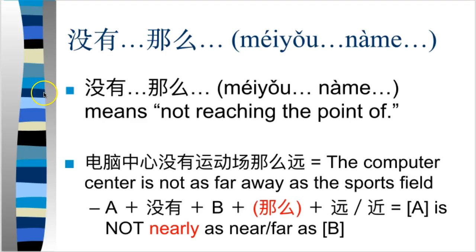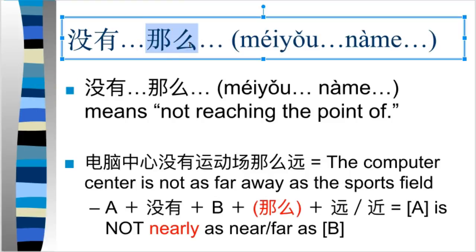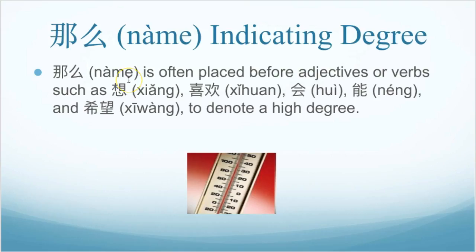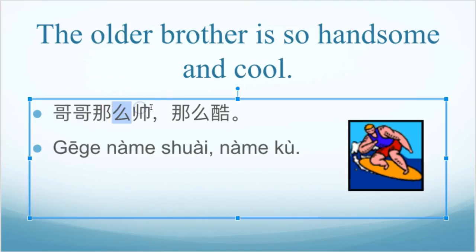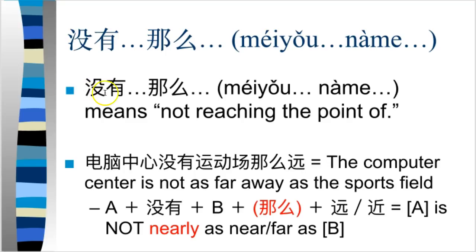Now, you can also use 没有 with 那么. 那么 doesn't change the structure. 那么, as we remember, it's an adverb indicating degree, so you place it in front of adjectives to denote a high degree. So I can say, 那么帅, right? 哥哥那么帅，那么酷. Well, I can also place this in front of an adjective in the 没有 structure. So A 没有 B 那么 adjective. You use the 那么 to emphasize that whatever B is, it's very of that adjective. Or you can translate it as not nearly as adjective as B.